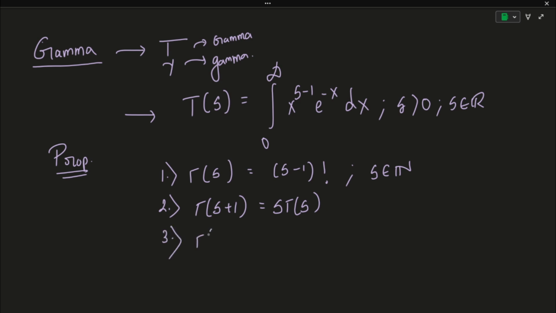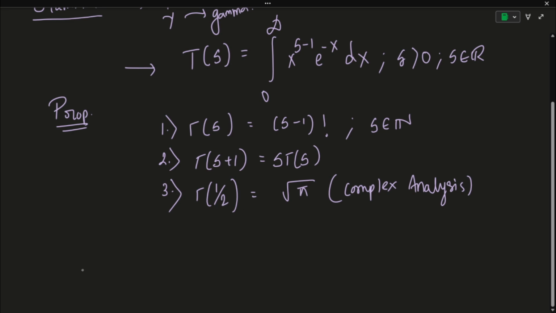Number three, something you won't be able to find using real analysis is gamma of half is equal to root pi. You need complex analysis for finding this result. So gamma of half is equal to root pi is a very special value. Now, how do you actually find out values of gamma? Of course, you notice that any integer valued gamma function can easily be evaluated to a factorial form, and any half integer valued gamma function can also be evaluated to some fraction multiplied by root pi. A few examples would be like this.